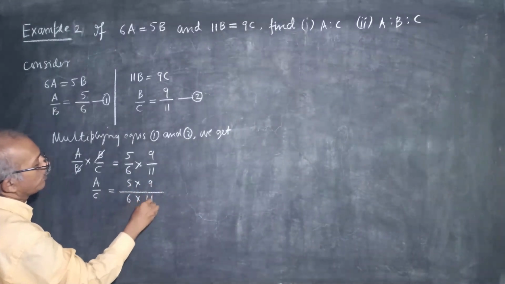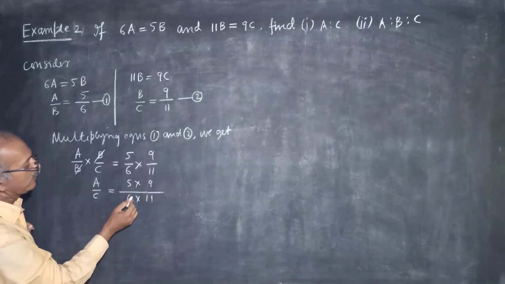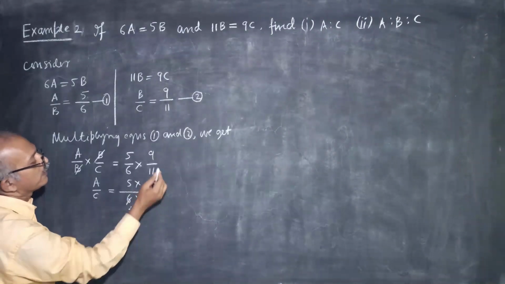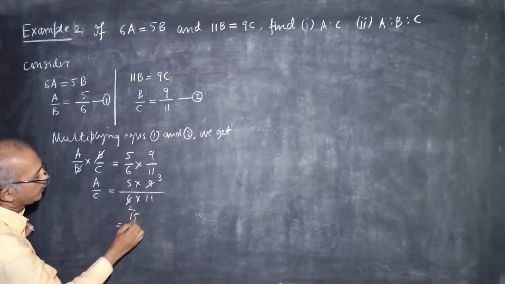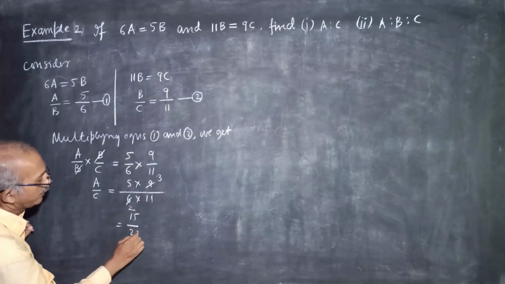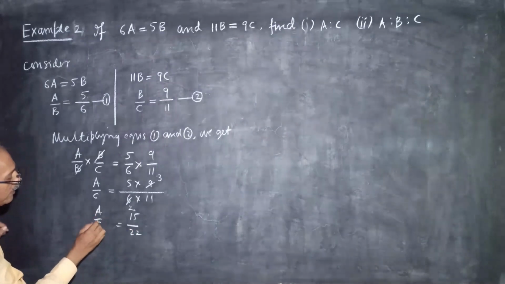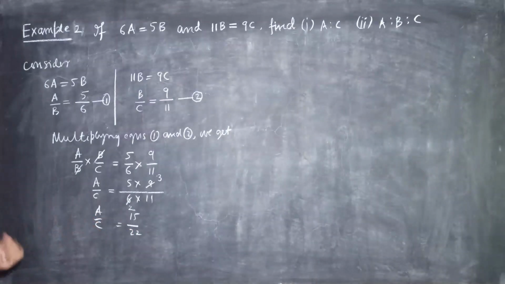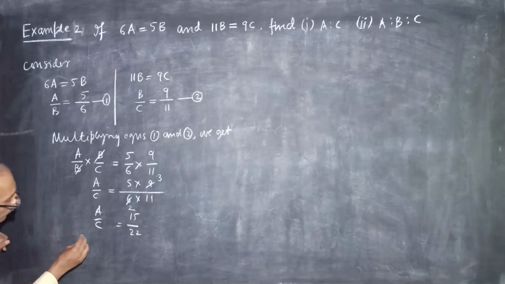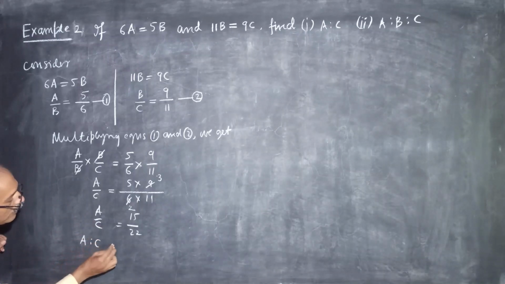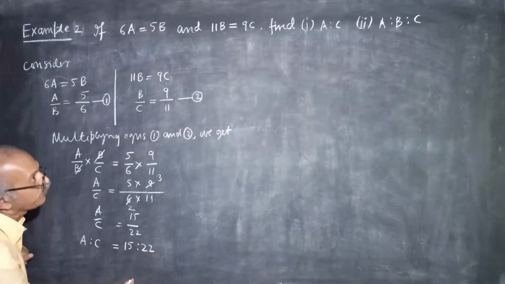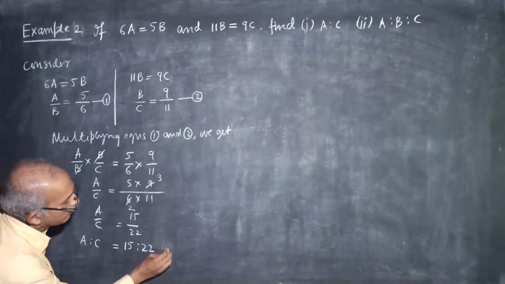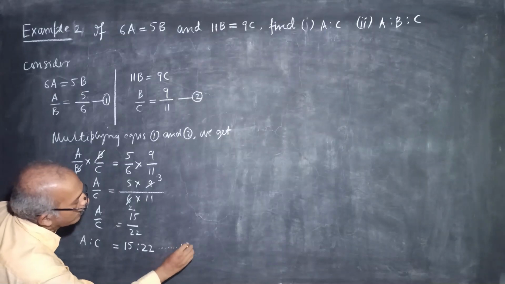So you can cancel 3. 3 twos are 6, 3 threes are 9. So this is equal to 5 threes are 15, 2 elevens are 22. So a by c. But we got the answer in fraction form. We shall convert it to ratio form. So a is to c is equal to 15 is to 22. So this is your first answer.